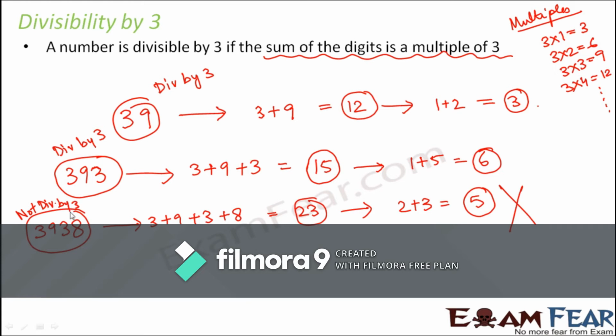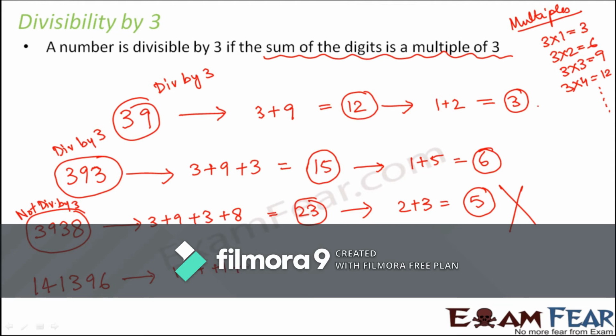So in this fashion, we can very easily decide whether a number is divisible by 3 or not. We will also look at bigger numbers like this, maybe 6-digit, 7-digit numbers. Let's say we consider this number, 141396. So how do we do it?